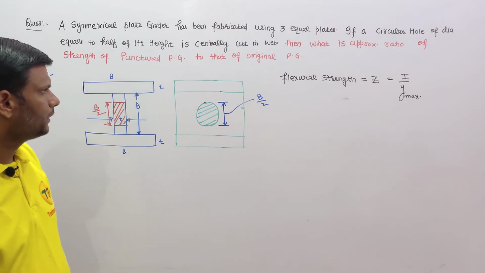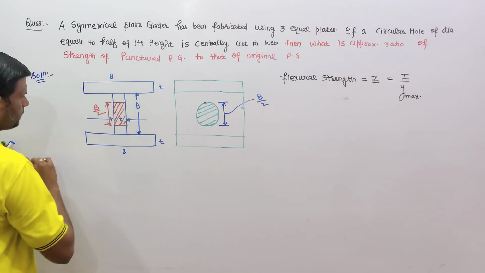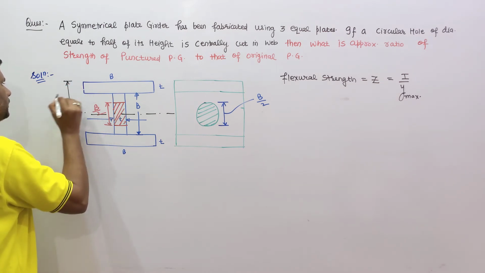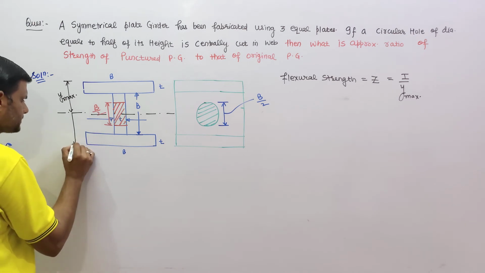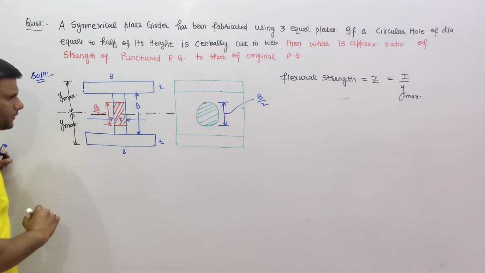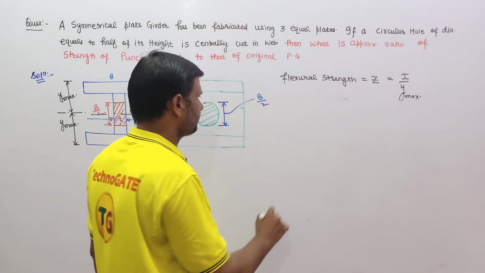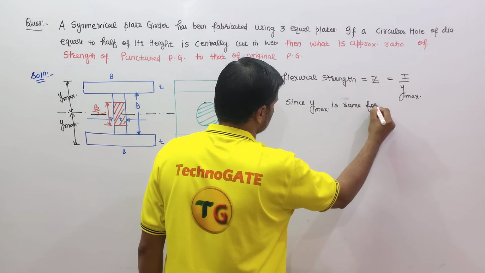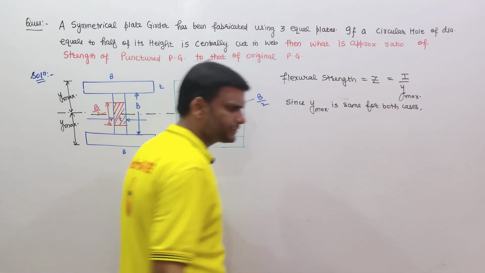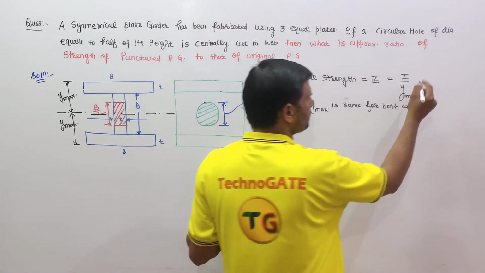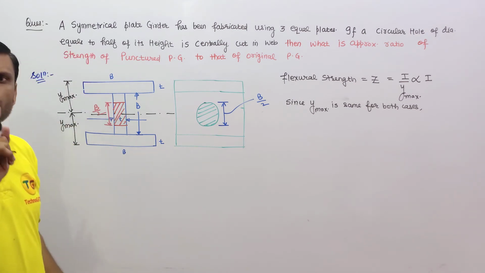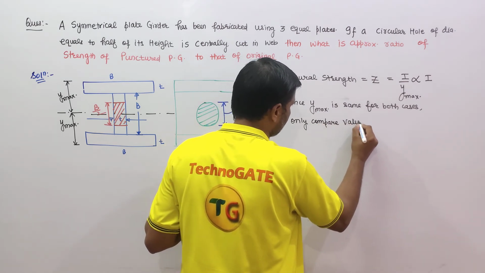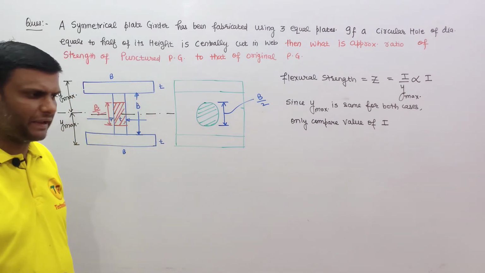So, my dear students, if I am talking about the Y maximum, that is the neutral axis level for both the cases, for the above case and for the below case also, this is our Y maximum, and this is also Y maximum. Since Y maximum is the same for both cases, our Z is directly proportional to the I value. That's why we only compare the value of moment of inertia to compare their strengths.